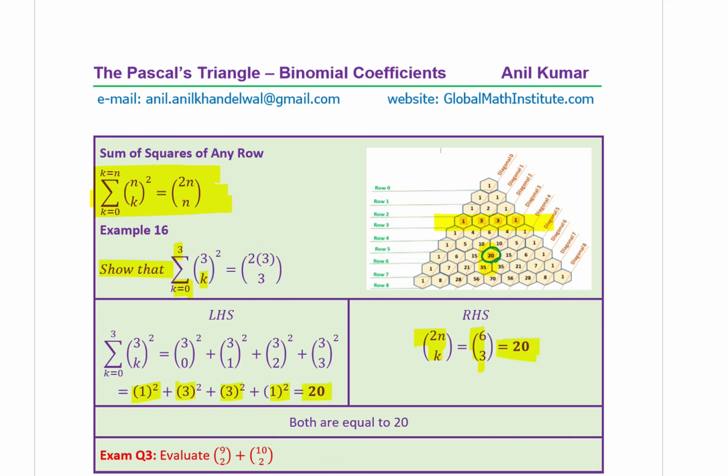Here is an examination question for you. You can now evaluate what is 9 choose 2 plus 10 choose 2, right? This is based on the previous slide which we took. So I'd like you to answer this particular question. So let's move forward and take the next part of this particular section.